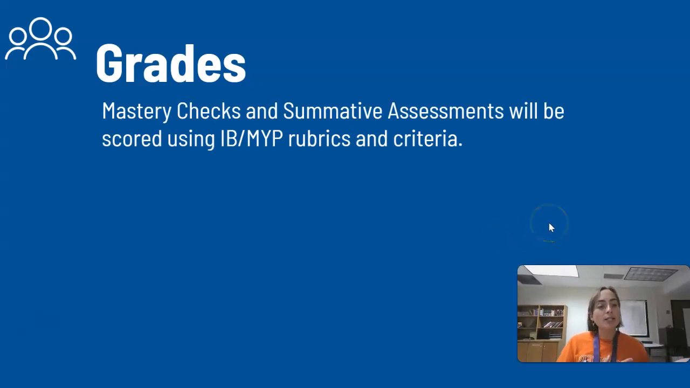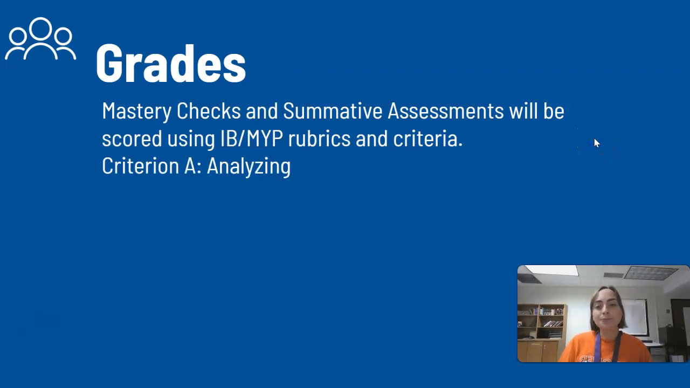So in terms of grades in English, we are going to be using the IB MYP rubrics. You might have seen these in other classes before because Cooper is an IB school. You're going to be graded on 4 criteria.